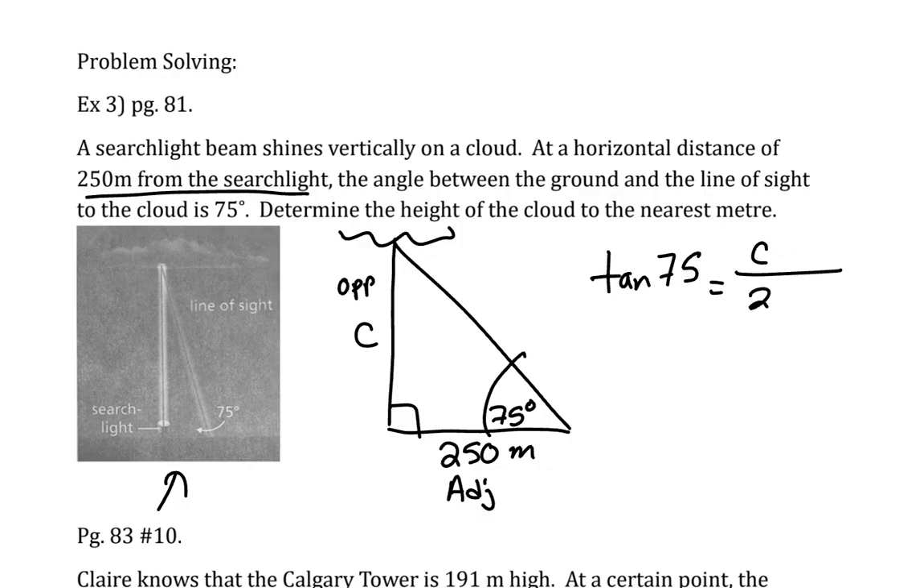Which is going to be our 250. Now remember, I'm going to put this over 1 so we can cross multiply. Woo! We got one where we don't have to divide out by the tan.